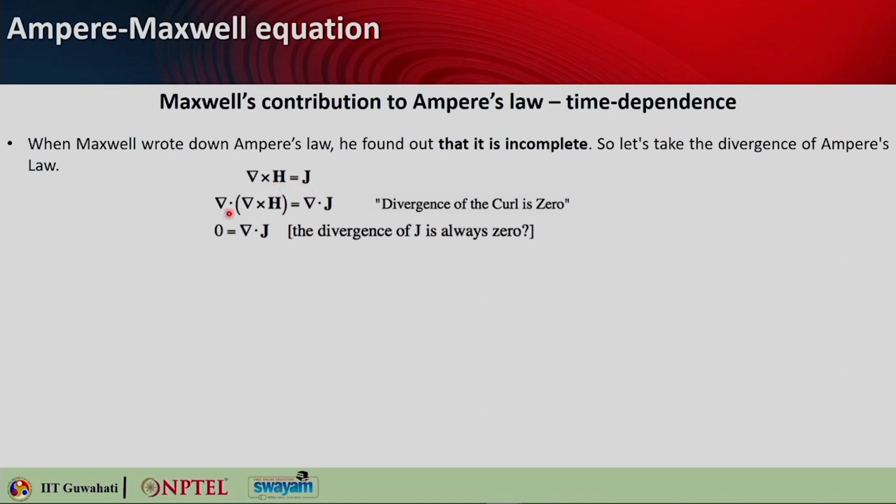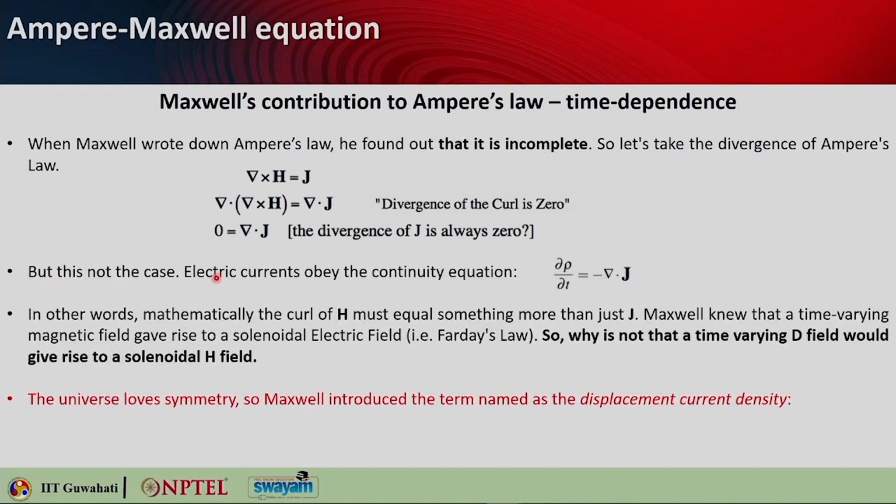So if you take the divergence of these two, so you are taking divergence on both sides, you get this equation on the left. Now, divergence of a curl is 0, that we all know. So it means divergence of this J is becoming always 0. So is that the case all the time?